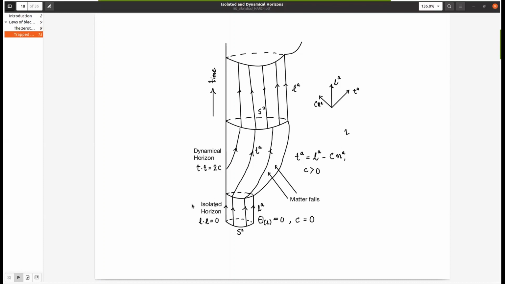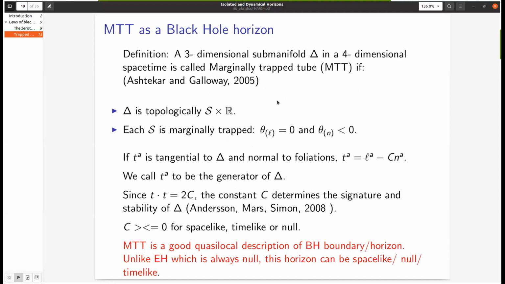And in various limits of this marginally trapped tube, we have the isolated horizon and the dynamical horizon. Okay, so that's what I have told you. This structure was given by Ashtekar and Galloway in 2005. This marginally trapped tube is called delta, and this is a three-dimensional surface which has a topology of S2 cross R, spheres cross R.